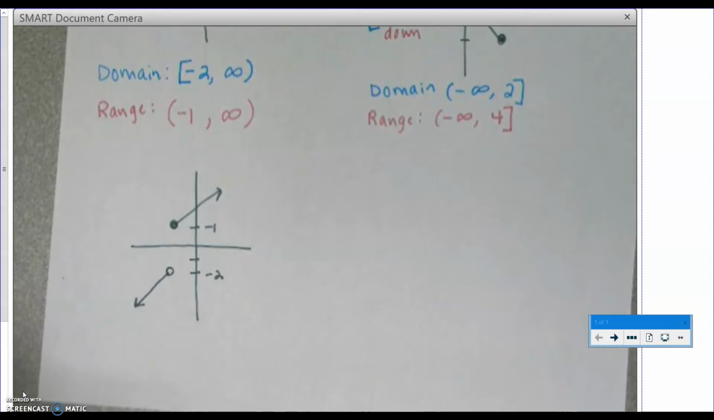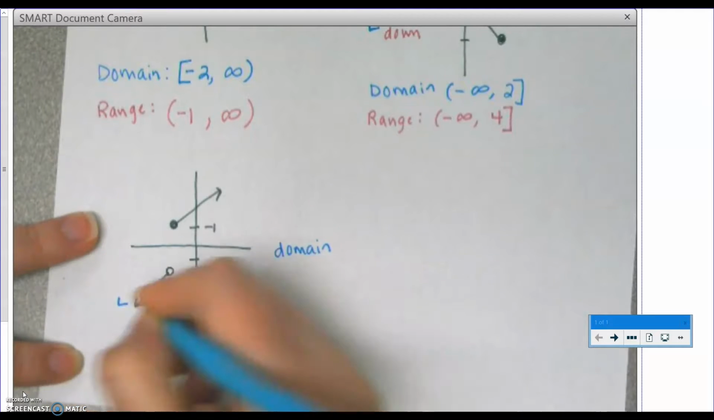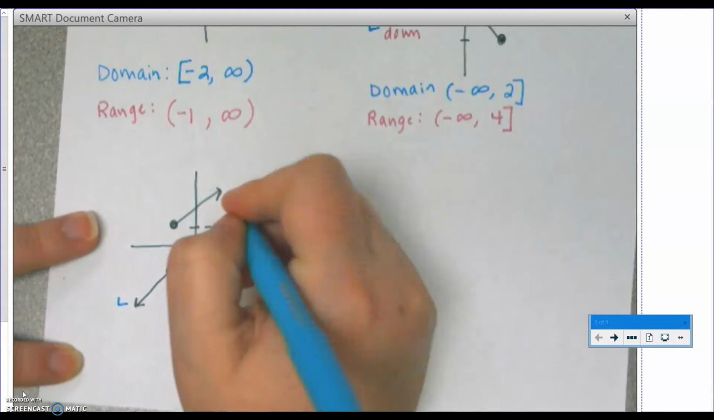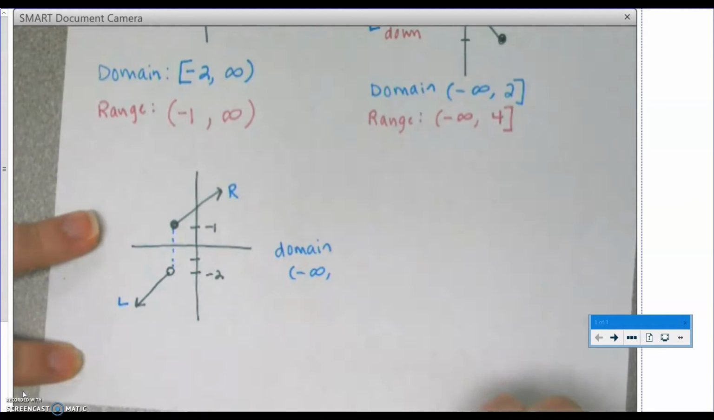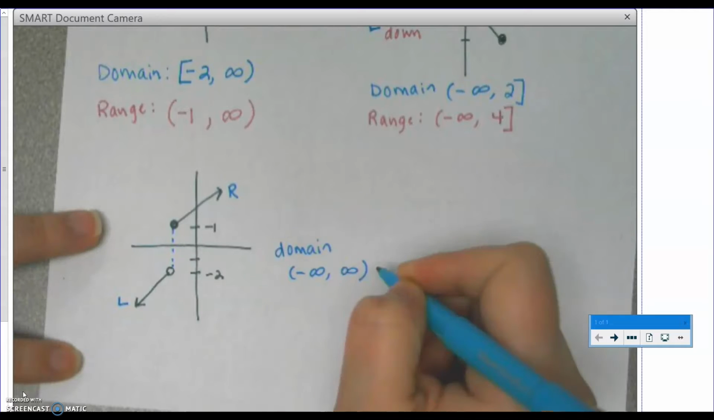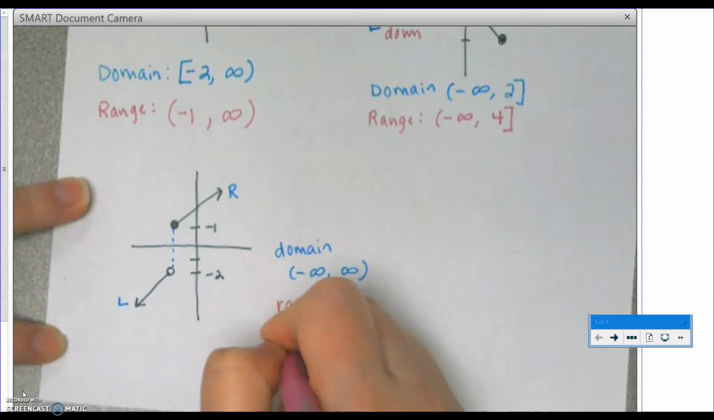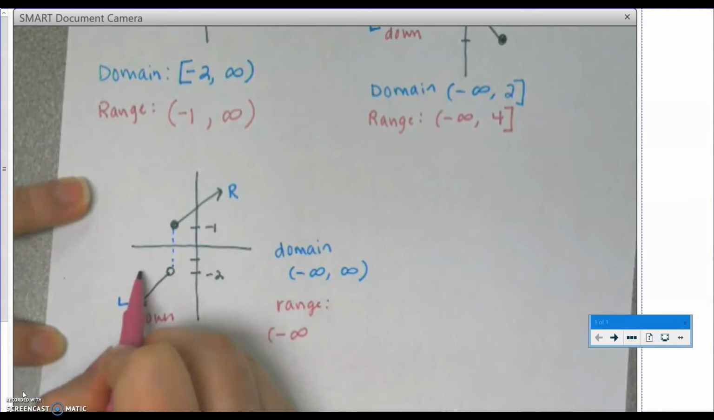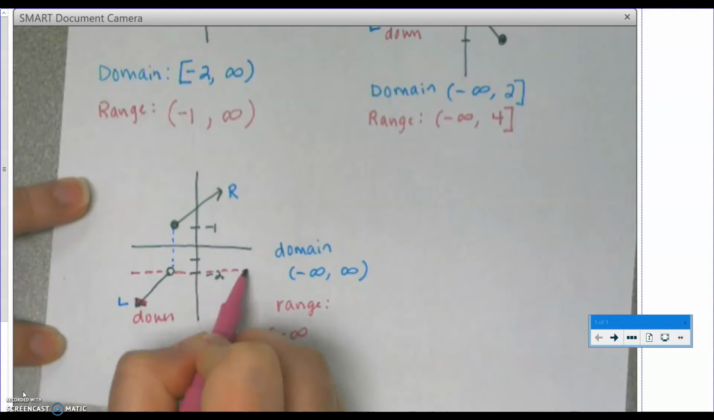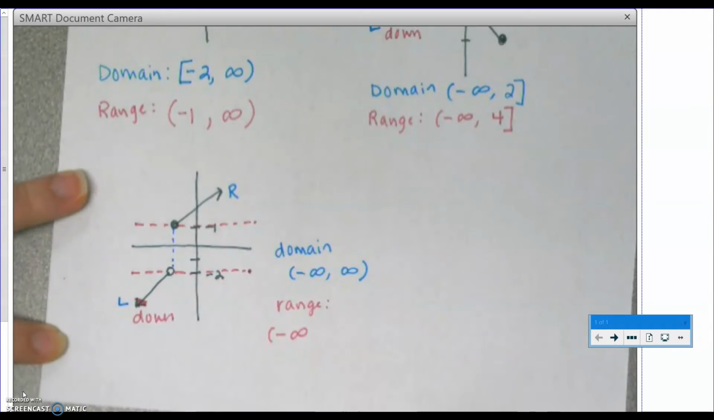All right, so this one, the domain, I have an arrow to the left, I have an arrow to the right, and there's no break because when the first piece stops, the second piece starts up again. My range, I do have an arrow pointing down. But if you look, the highest that this piece goes is -2. And then I have a huge gap before the other piece starts up again. So I have a break in my range for this one.